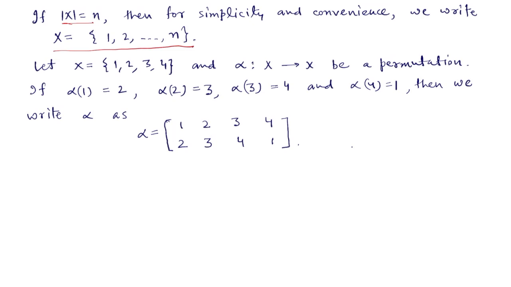As a particular example, let us take X having 4 elements 1, 2, 3, 4, and alpha from X to X is a permutation. So alpha will send these elements 1, 2, 3, 4 to some other elements of X. Suppose alpha of 1 is 2, alpha of 2 is 3, alpha of 3 is 4, and alpha of 4 is 1. Then we write alpha in this way as a matrix, called the two-row notation.